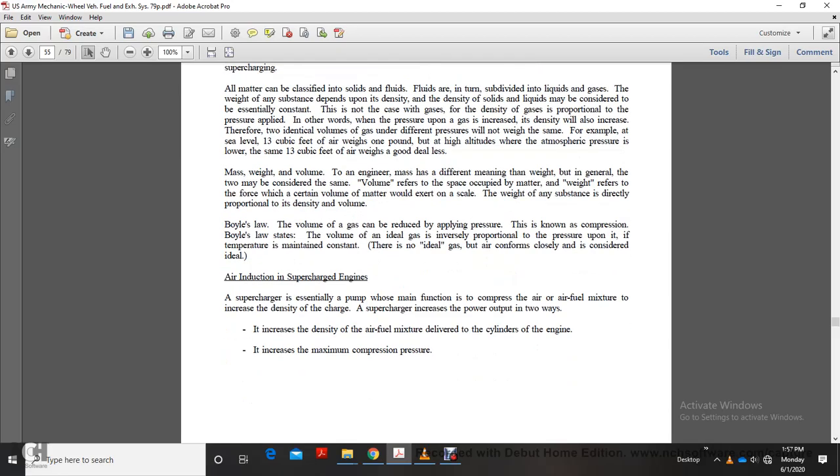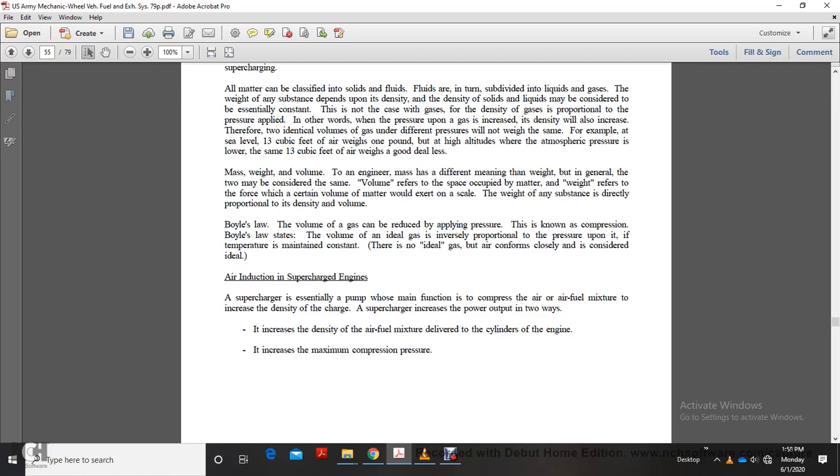Mass, weight, and volume to the engineer have different meanings, but in general mass and weight may be considered the same. Volume refers to the space occupied by matter, while weight refers to the force a certain volume of the matter exerts on the scale. Weight of any substance is directly proportional to the density and volume.